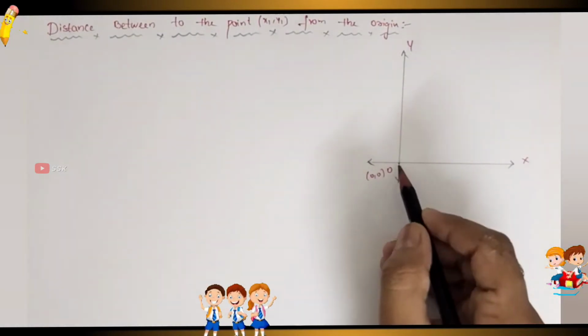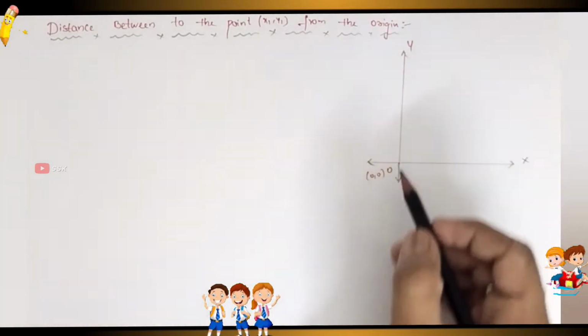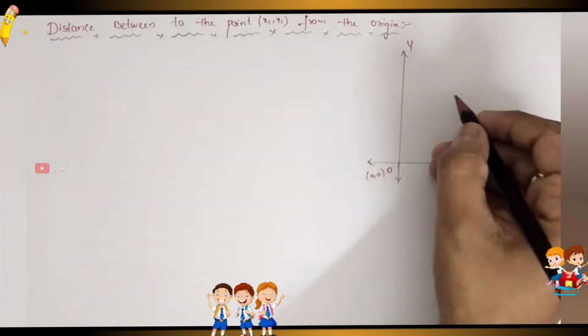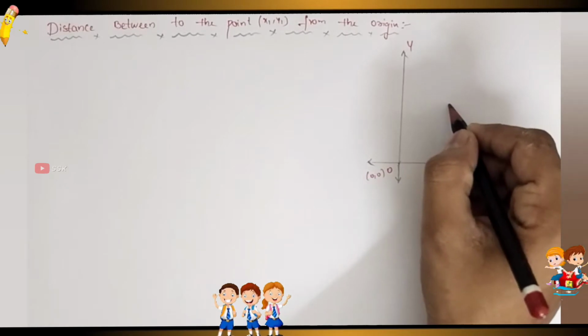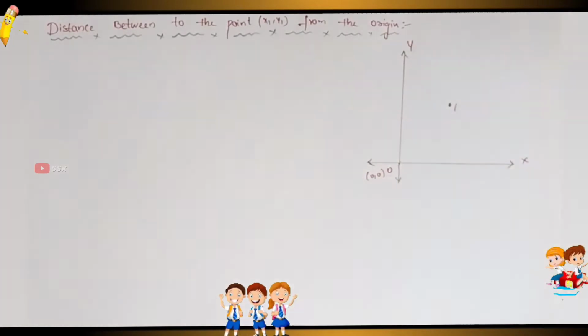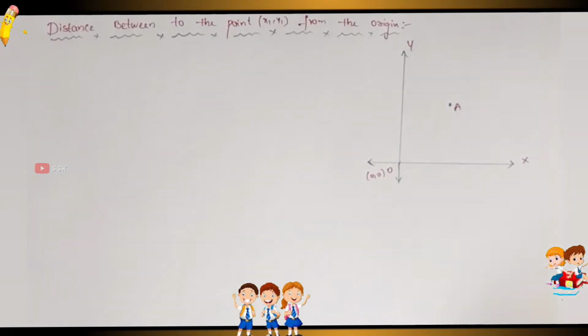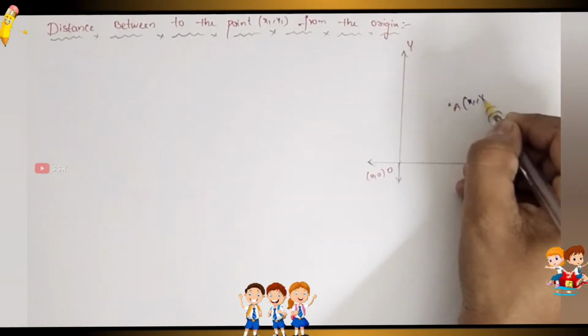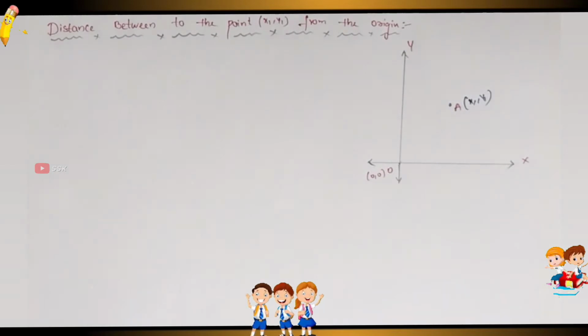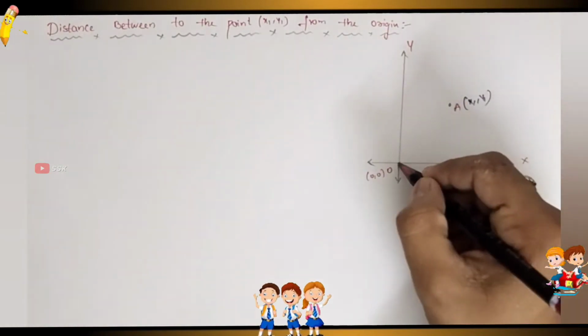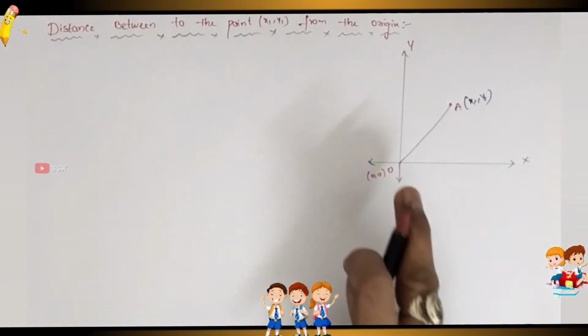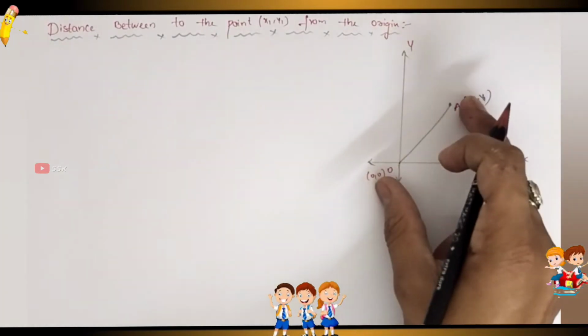Now one point is already there, the origin, that is 0 comma 0. Now you can keep one more point here. So this is point A. This point represents A, that is x1 comma y1. Now join these two. So you have to find the distance between OA.